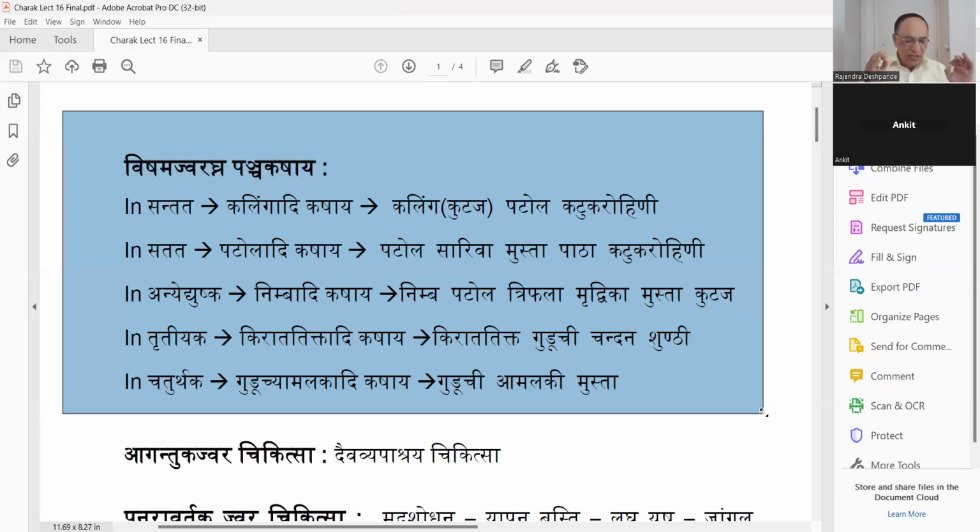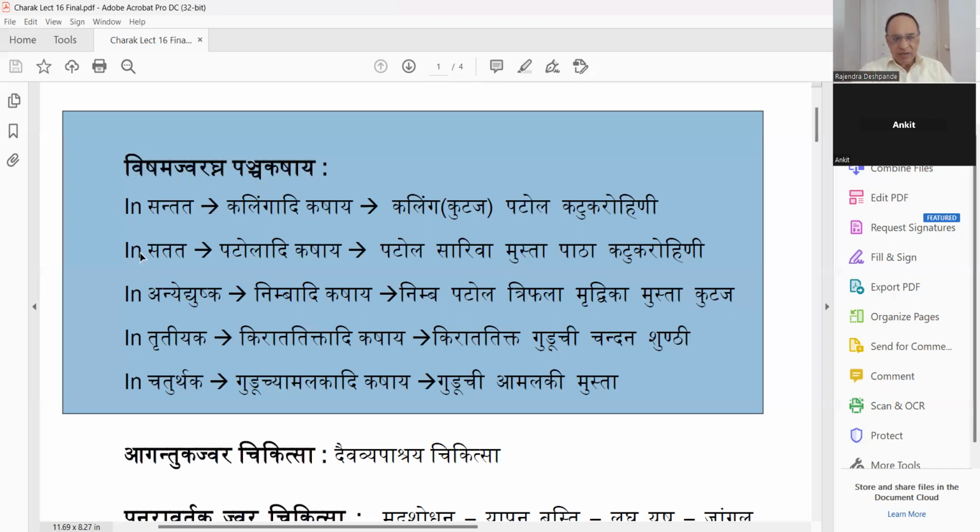So, the 5 decoctions that destroy Vishama Jwara. The first, in Santata Jwara, we have to give Kalingakadi Kashaya. It includes Kalinga, that is Kutaja, Patol, and Katukarohini. If possible, you can make a screenshot or write this down. These are very important for our medical practice, because we give the bharada churna, coarse powder of these plants, which are available in herbal medical stores, and then the patient has to prepare a fresh decoction and take it.